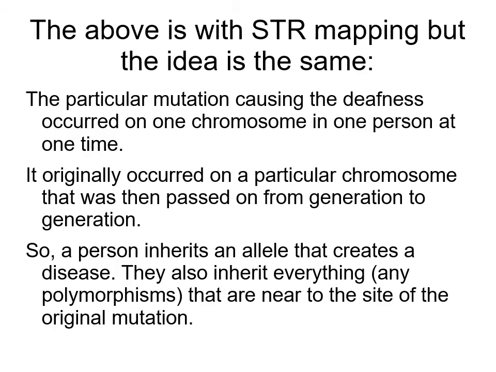Okay, so the idea is the same. This particular mutation that caused the deafness occurred on one chromosome in one person at one time, and it's been passed down from generation to generation, along with the adjacent STR loci in this example, but it's still there. So a person that inherits these particular alleles of the STR, this particular haplotype, is more likely to be deaf.